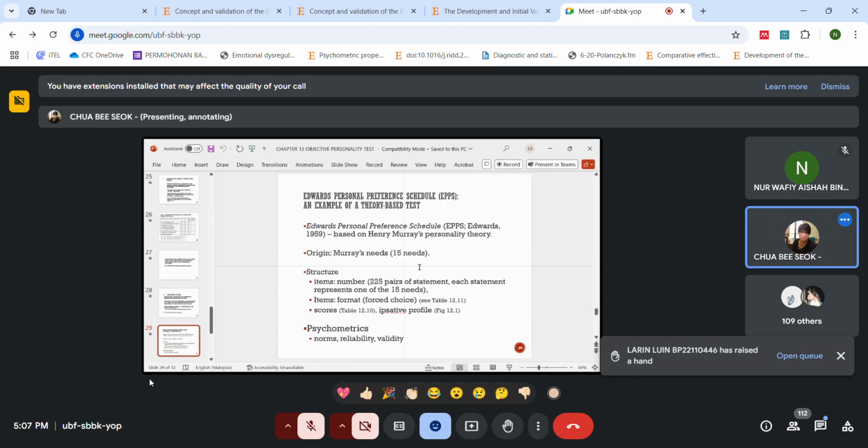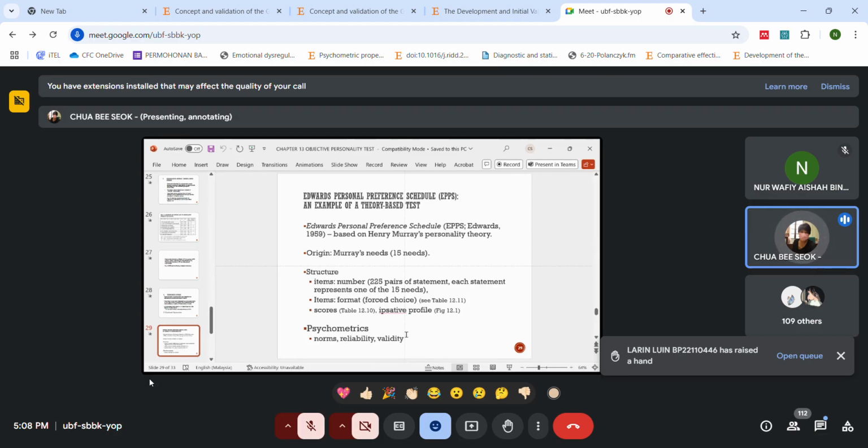So these are the invented needs. For these 15 needs, they have 225 pages of statements. So they use the forced choice item response format. Altogether they have 225 items. The item response format is forced choice, or ipsative format. Scoring is ipsative. This instrument is a classic instrument and is still used until now.